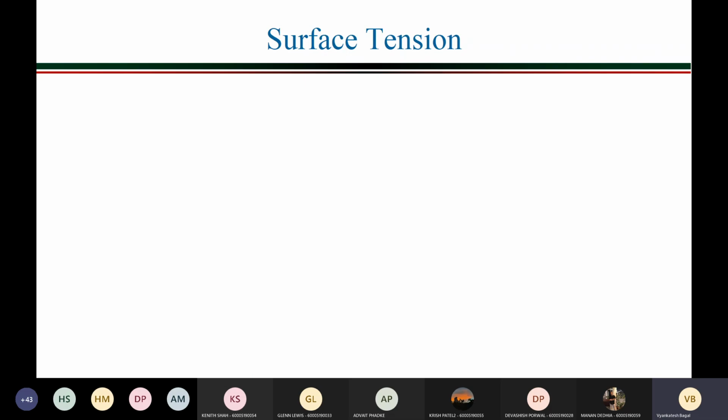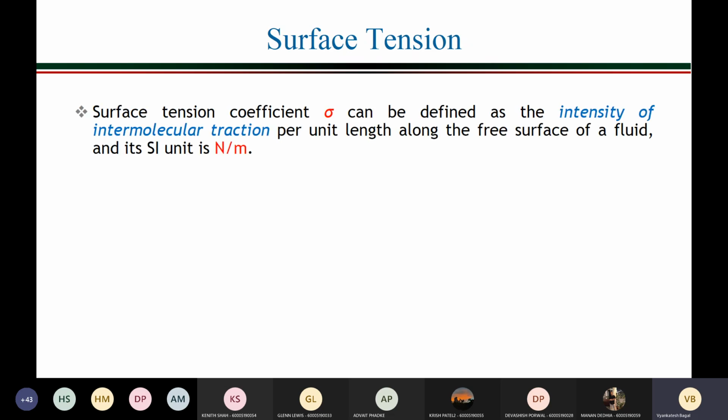So what is your understanding about surface tension? You must have studied in physics, right? What do you mean by surface tension? What is surface tension? You may be knowing, but you are not in a position to express it in terms of a definition. But you may be knowing the concept, I'm sure.